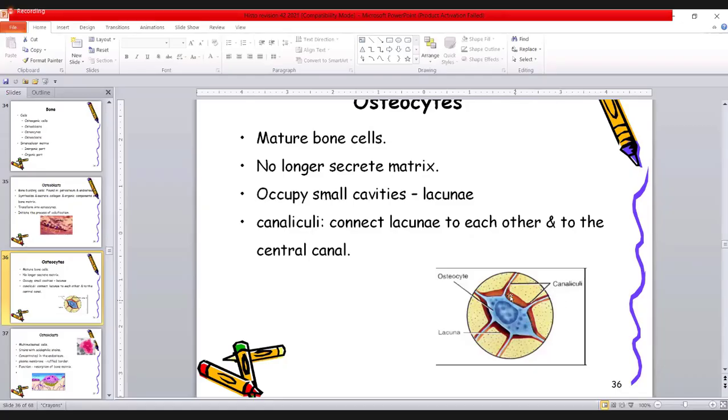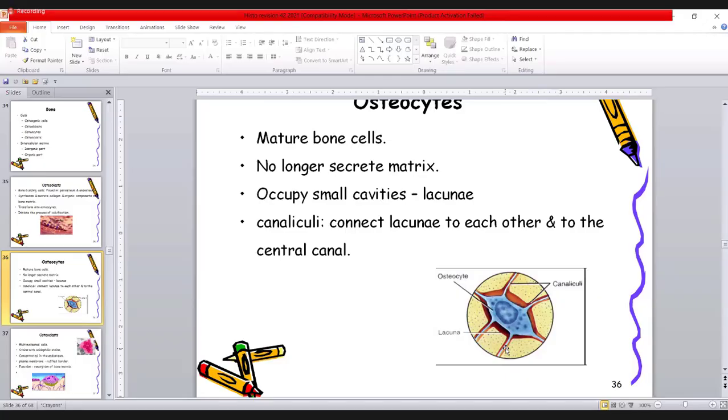The lacuna has canaliculi. And these cytoplasmic extensions pass through this canaliculi. Where would these canaliculi join, these extensions? They join with the canaliculi of other osteocytes somewhere here, or they join with the central canal of the bone, which is the Haversian canal.